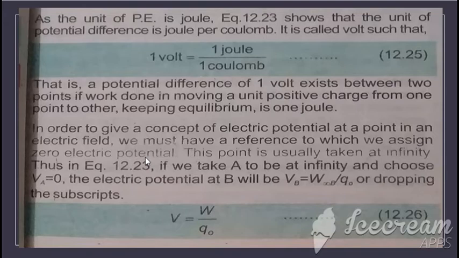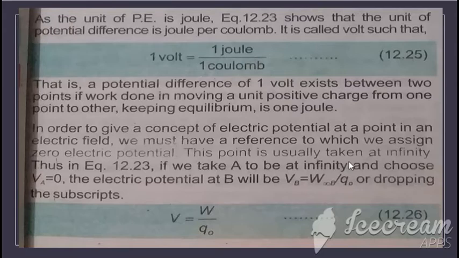For the description of potential, the difference in potential is very important. We must first of all choose some reference level to which we assign zero value. This point is usually taken at infinity. At infinity, we take potential zero. So we must choose that reference level for which potential is zero, and usually infinity is taken because potential at infinity is zero.